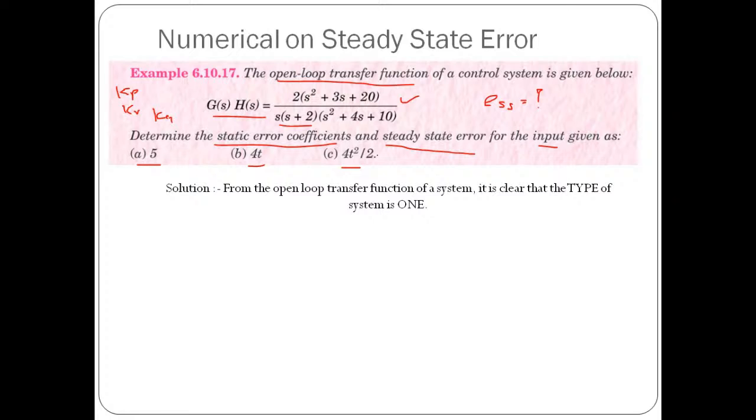Again, first of all, to solve this numerical, we need to first identify what is the type of this system. That means how many poles are available at origin. And from the open loop transfer function of the system, it is very clear that here the value of capital N is nothing but 1. So this is the example of type 1 system where we have only one pole available at origin. See, the same thing is mentioned over here. It is the example of type 1 system.